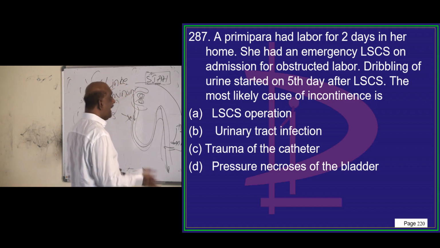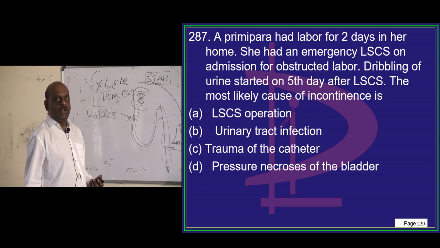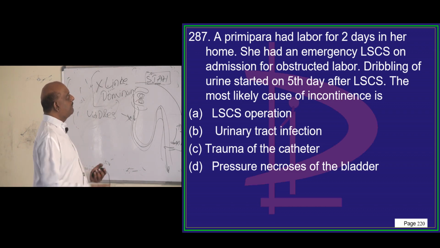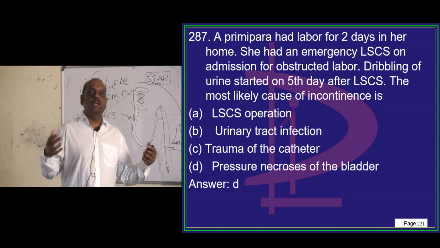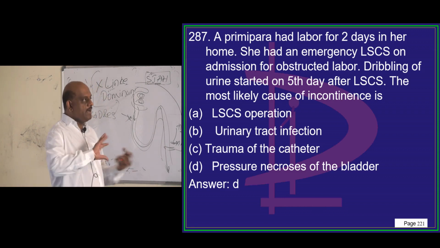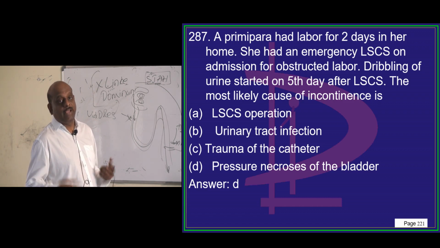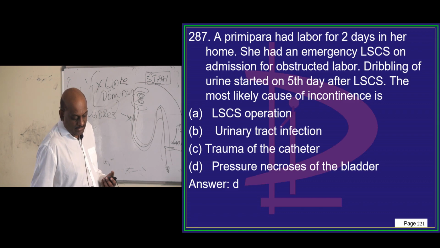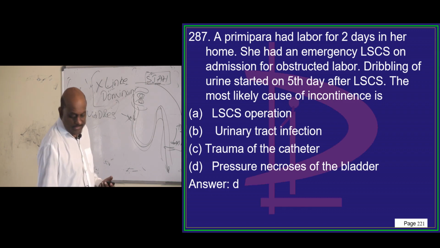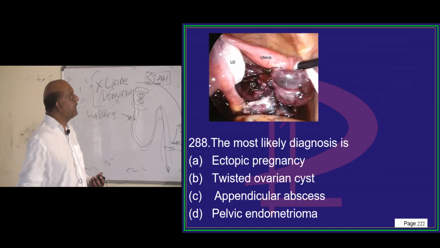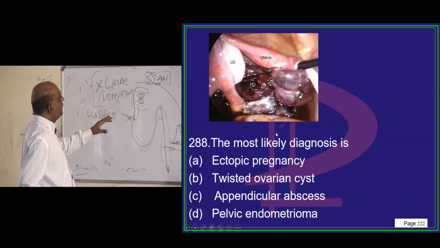Primipara has labor for 2 days. She has an emergency LSCS on admission for obstructed labor. Dribbling of urine started on the 5th day. What is the most likely complication that she has developed? It is pressure necrosis of the bladder, which is a very important complication to be identified in obstructed labor, where you took a longer time to relieve the obstruction, is what you should understand.